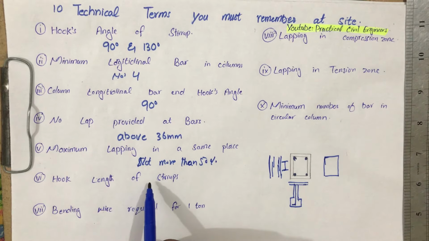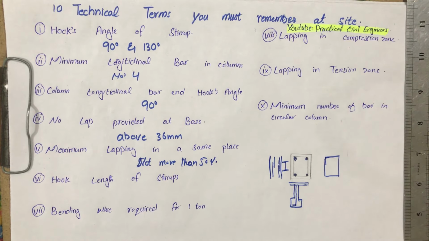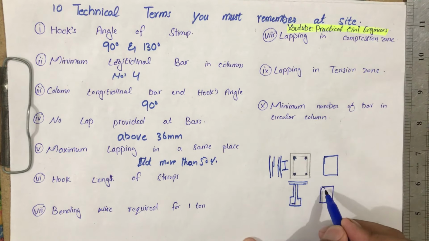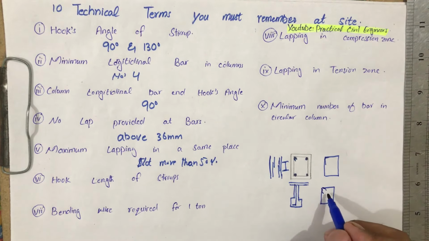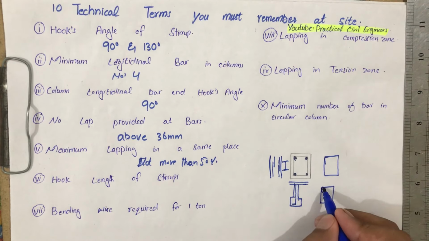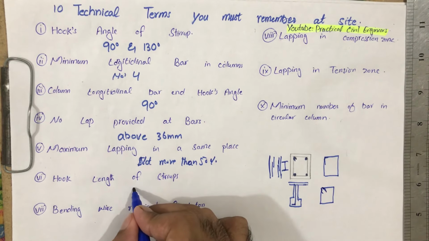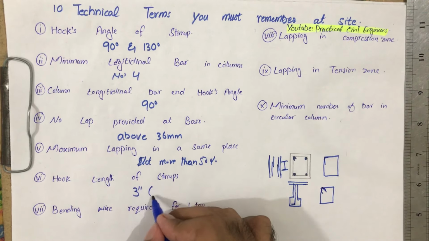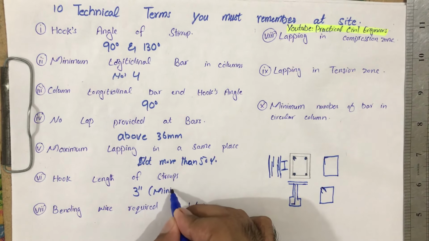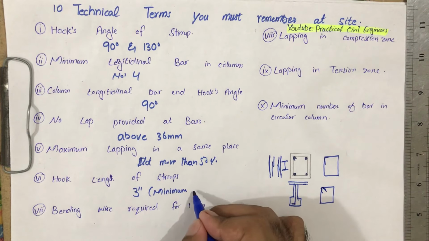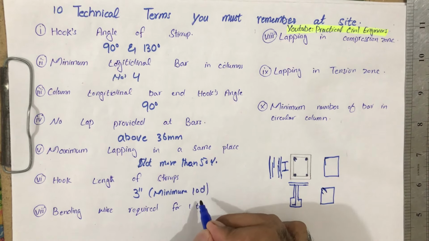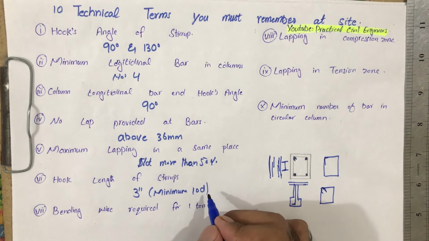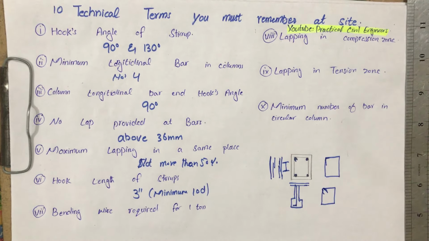Hook length of a stirrup. As I told you, suppose this is a stirrup with an angle of 130. The length of that hook will be minimum 3 inches or minimum 10d, where d is the diameter of the bar, so that will be 10d.